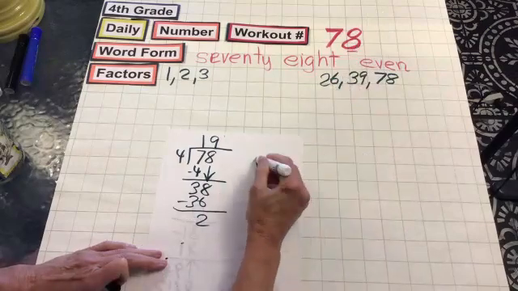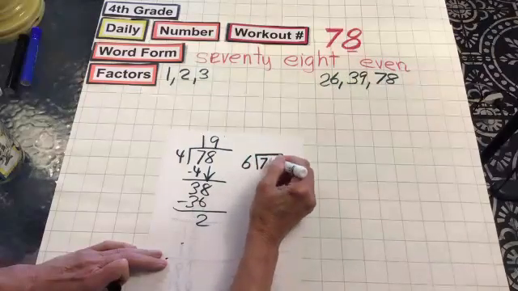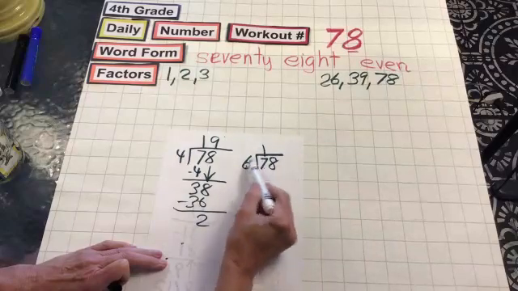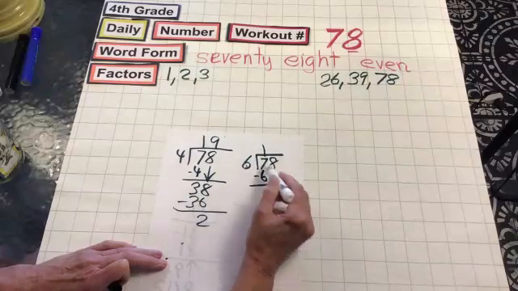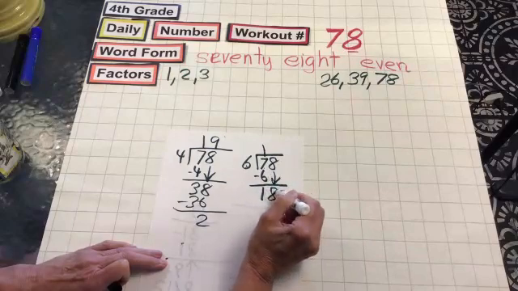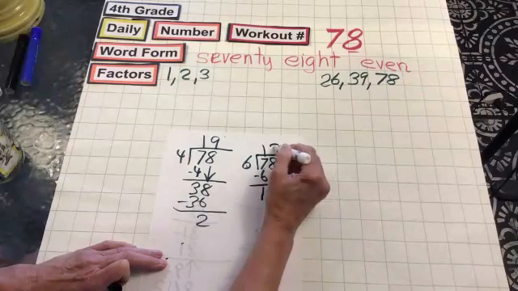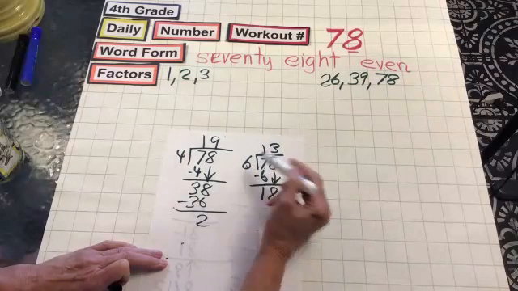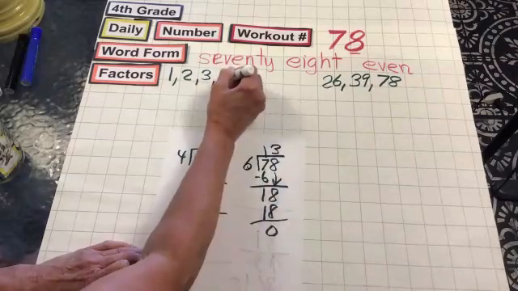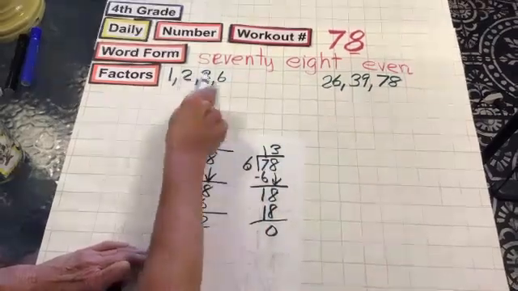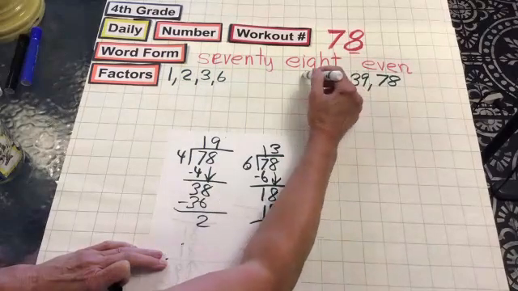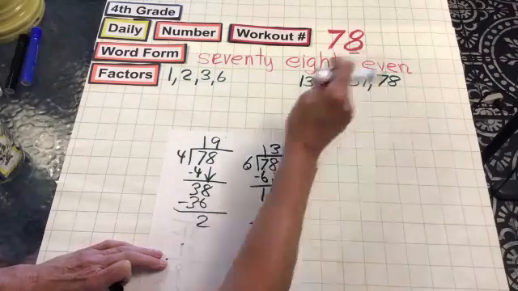Does 6 go in? Let's try 6. You never know. 6 goes into 7 1 time because 1 times 6 is 6. We subtract that out, we get 1. And we drop down the next number. 6 goes into 18 3 times because 3 times 6 is 18. Nothing left over. So 6 goes in. Well, look at here. 2 goes in and 3 goes in. So 6 must go in. 6 goes in 13 times.